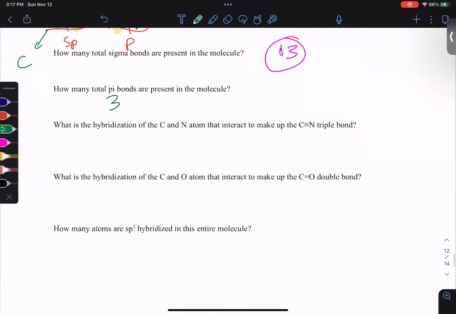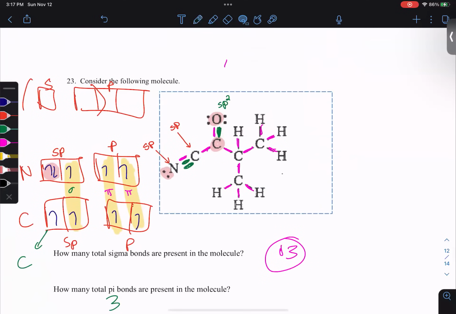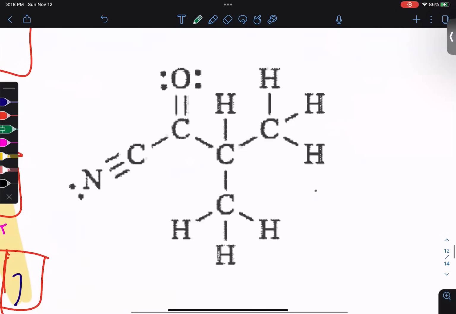Okay, and then finally, how many atoms are sp3 hybridized in this entire molecule? So if we are looking for sp3 hybridized, what are we actually looking for in the molecule? Not necessarily 4 bonds, but 4 electron domains. So that's what we're looking for here. So how many? This carbon has 4 bonds. This one has 4 bonds. This one has 4 bonds. So yes, we ended up having ones with 4 bonds.